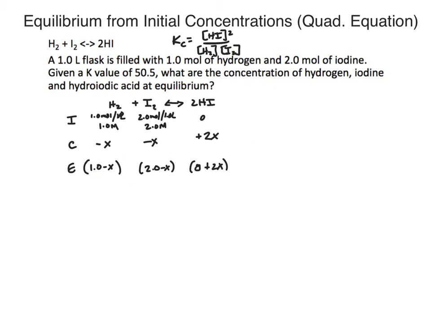So now that we have each of our equilibrium values, we're going to plug them into our equilibrium expression. The reason we're able to utilize our equilibrium expression is because they've also given us our equilibrium constant. So we're going to plug all of these into the above, as well as our equilibrium constant, and solve from there.